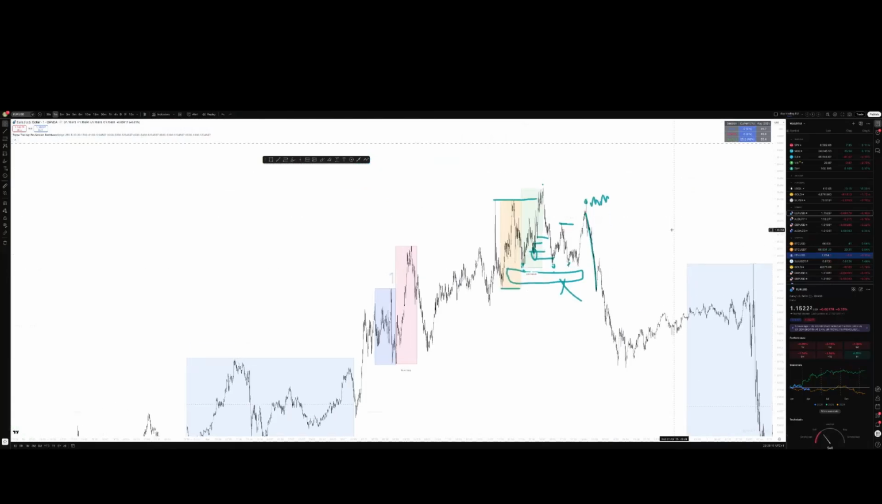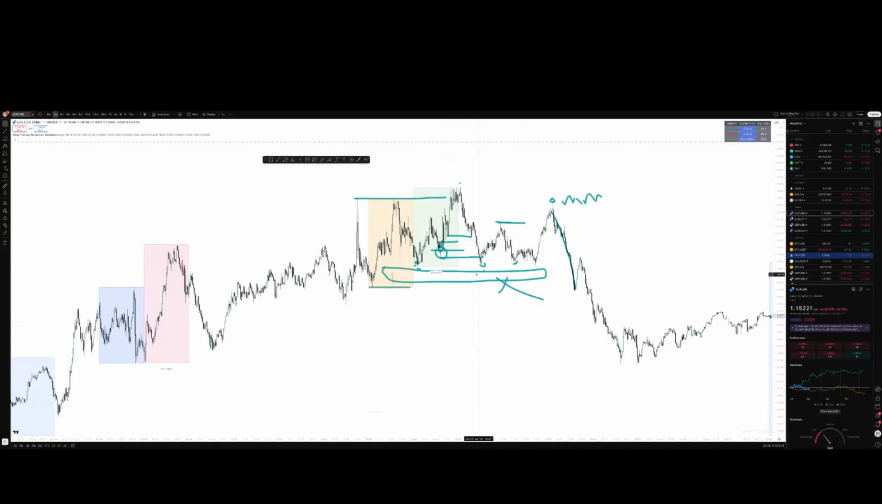So understand that it never took that liquidity first. This one it never took first. Things would be different if it took this one first and then went up. You know what I'm saying?